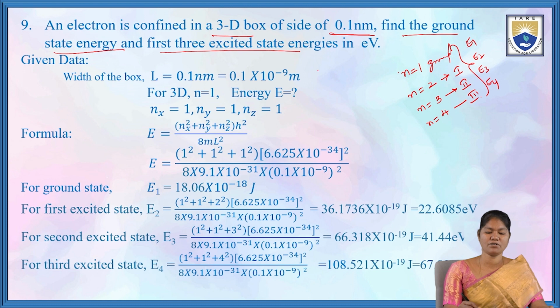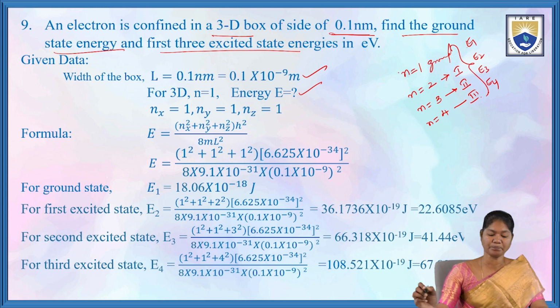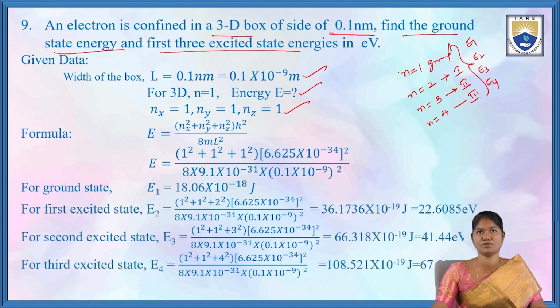So the width of the box L is equal to 0.1 nanometer. Converting into meters, 0.1 into 10 power minus 9 meters. So for 3D, we need to calculate the energies. So n equals 1, the ground state energy. In 3 dimensions, nx equals 1, ny equals 1, nz equals 1.